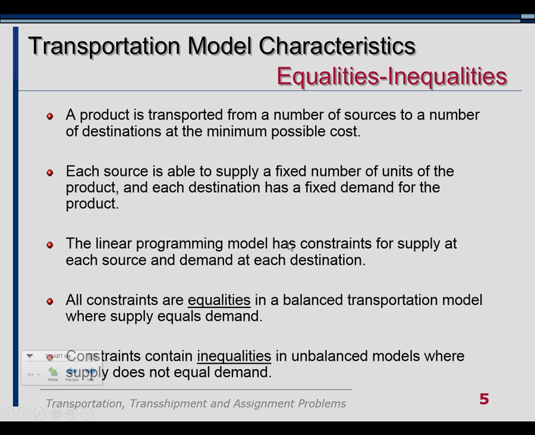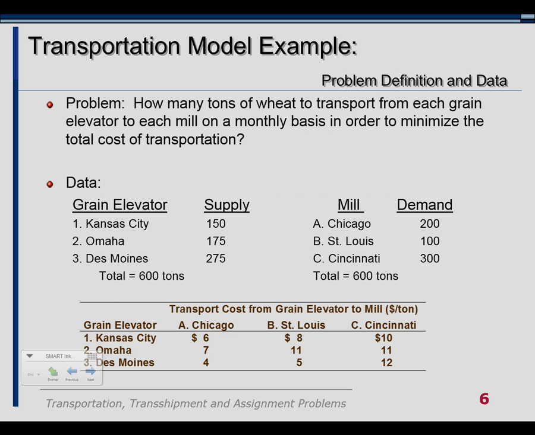Okay, so that's the definition, but it's easier if I actually do a problem. So here's the problem. How many tons of wheat to transport from each grain elevator to each mill on a monthly basis in order to minimize the total cost of transportation? So here's what we have. We have these three grain elevators out in Kansas City, Omaha, and Des Moines. Okay? The supply at Kansas City is 150 tons, Omaha is 175 tons, Des Moines is 275 tons. So we have a total supply of 600 tons.